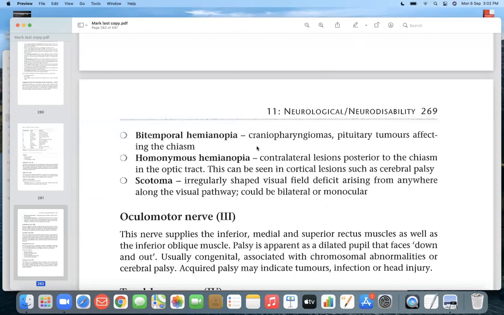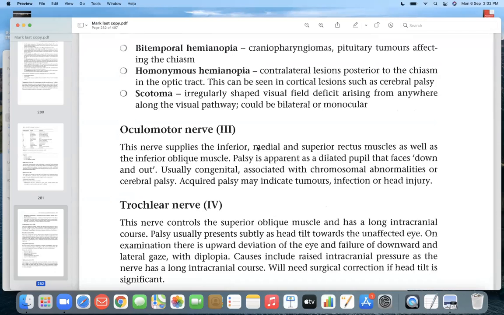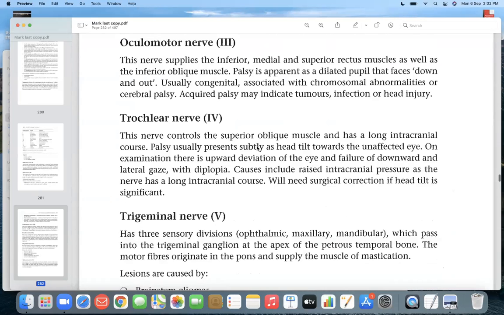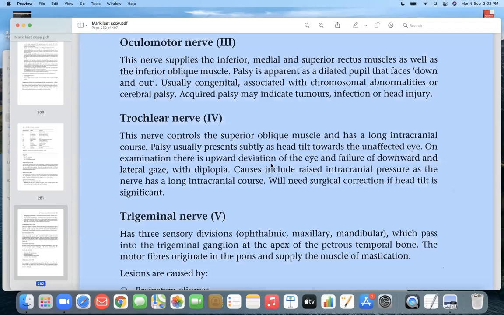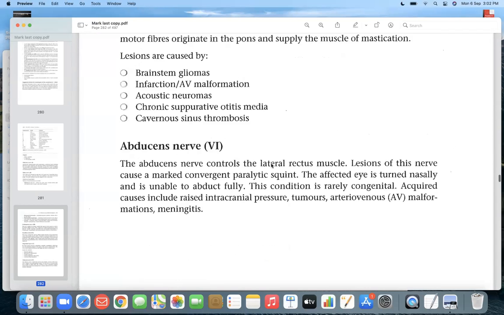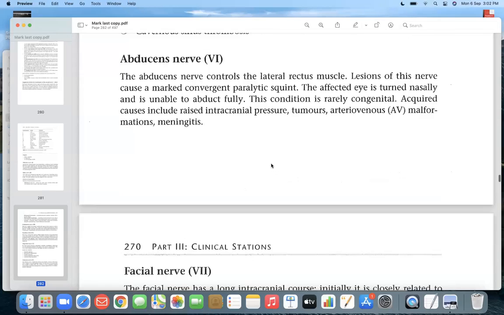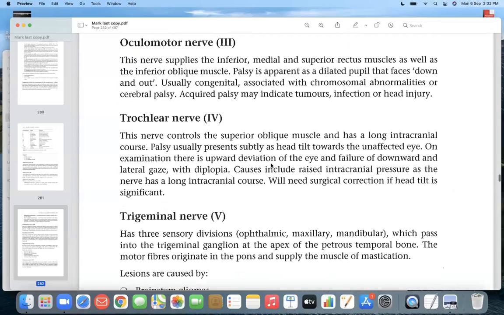Next, we will go for the oculomotor nerve, trochlear and abducent nerve. Okay, these three nerves are very common topics in the exam. They can ask you these three.